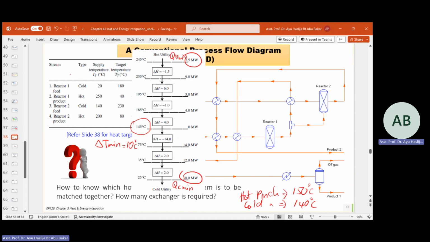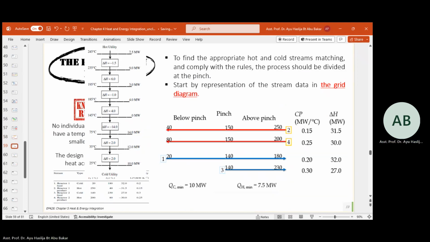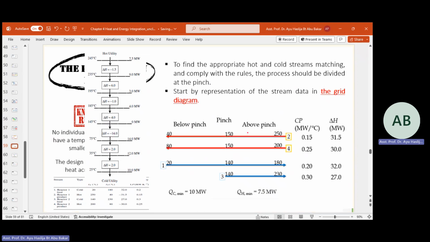Now then, we divide the diagram into above pinch and below pinch. Identify your pinch point. Hot is 150, cold is 140. Look at the streams. Stream 2, which is the hot stream, goes from 250 to 40. Stream 4, a hot stream as well, goes from 200 to 80. It passes through the pinch.